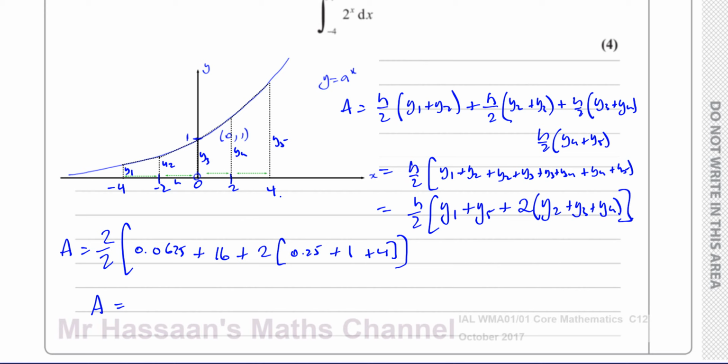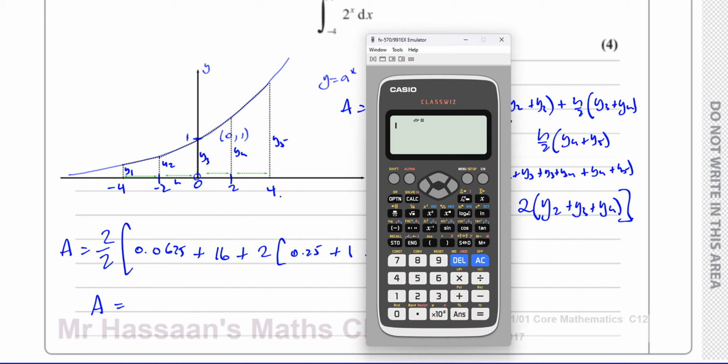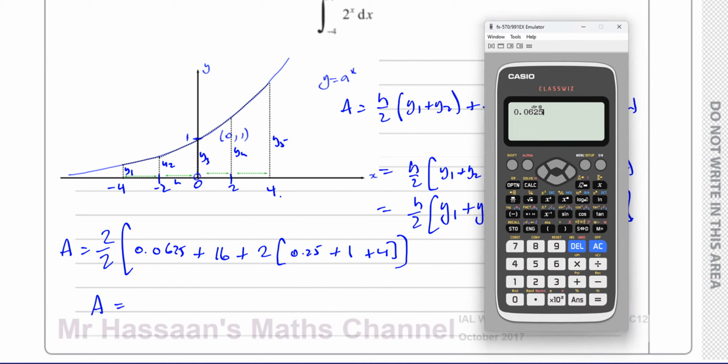So where's my calculator gone? Come on. There we are. So we have 0.0625. Is it 0.0? Just to make sure. Yep, plus 16. That was the other one that occurred once. Plus 2 times the ones in between, which is 0.25 plus 1 plus 4, which is 5. Close that bracket. And that's multiplied by 1, so there's no problem. So it's 425 over 16.